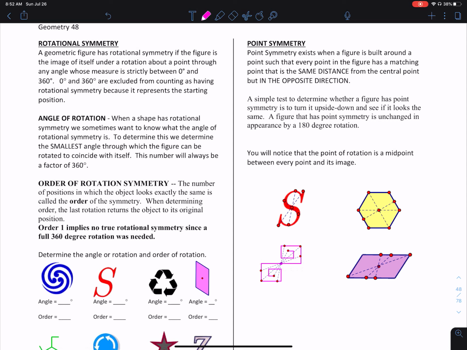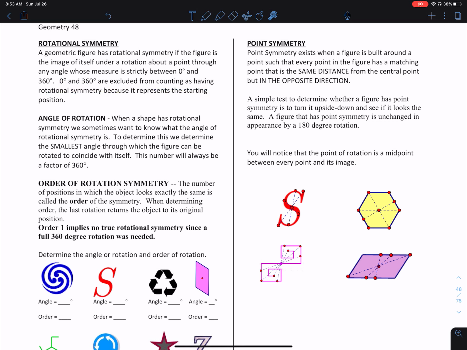All right, on the back, it gets a little more specific, a little more complicated. Rotational symmetry has an angle of rotation and an order of rotational symmetry. A geometric figure has rotational symmetry if the figure is the image of itself under a rotation about a point through any angle whose measure is between 0 and 360 degrees. 0 and 360 are excluded from counting as having rotational symmetry because they represent the starting position.